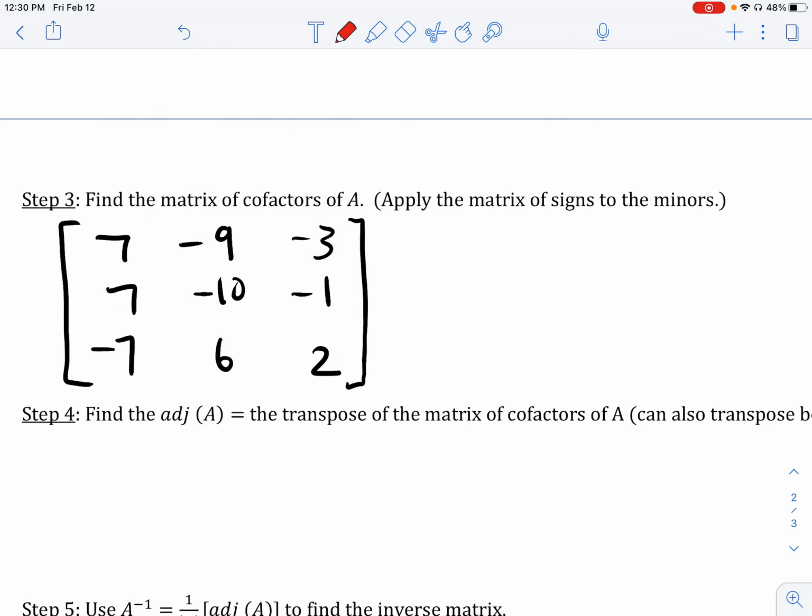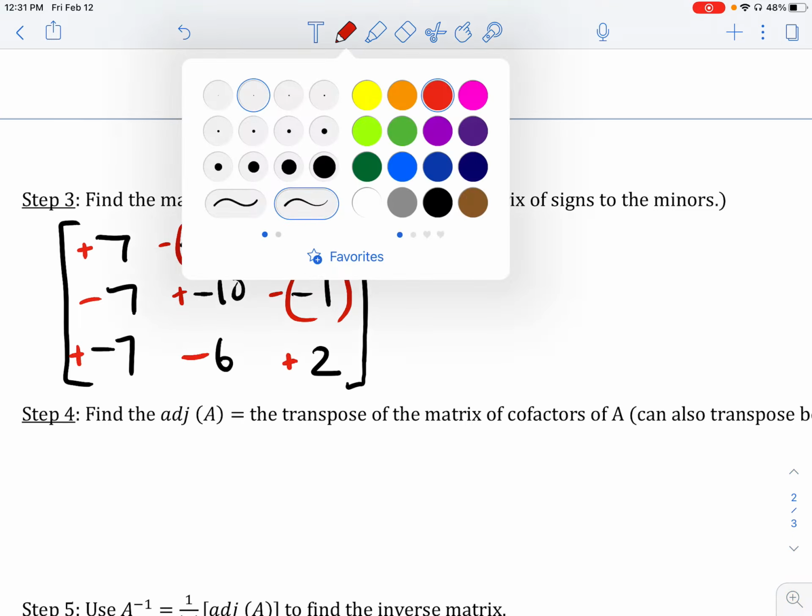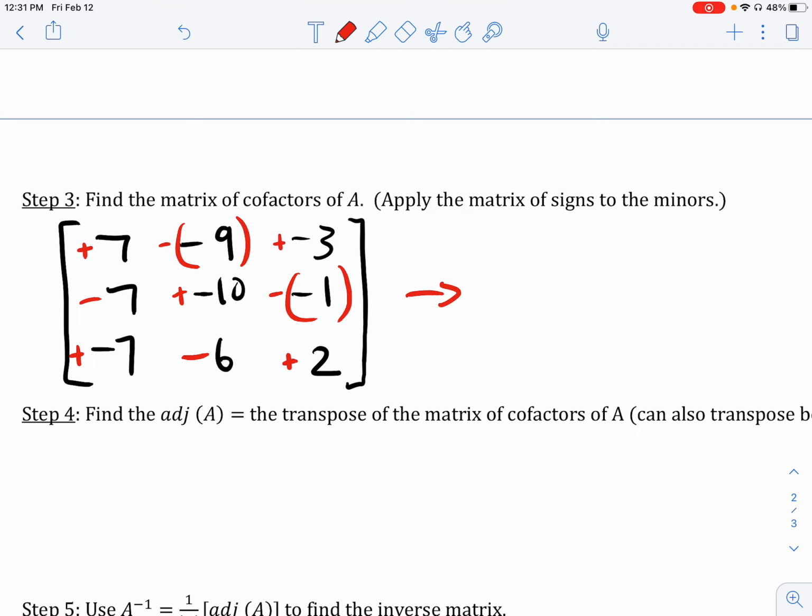In other words, this is a positive 7, that's fine. This next one should be a negative of a negative, so we're going to say negative of this value. And this again is positive. Negative, we're going to keep this positive, negative of this value, positive, negative, and positive. So what does all that look like? Let me keep that in a different color.